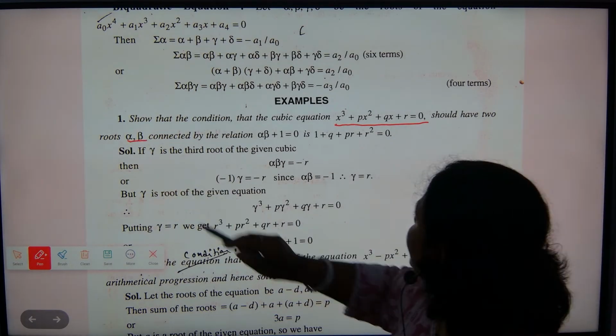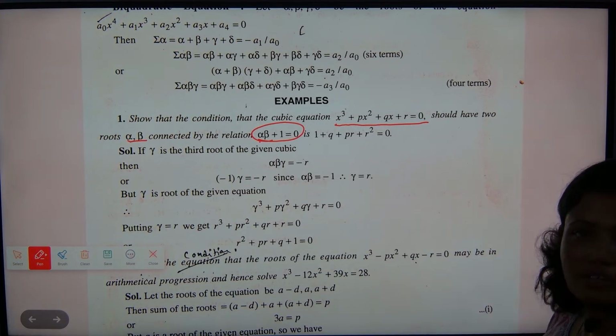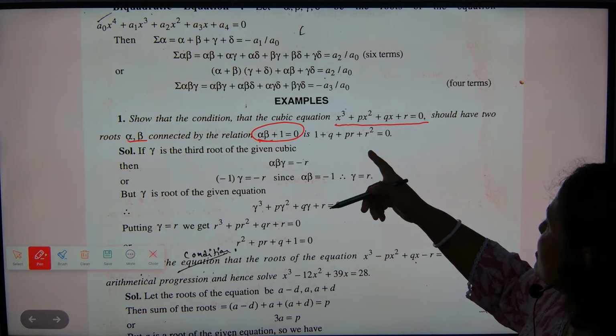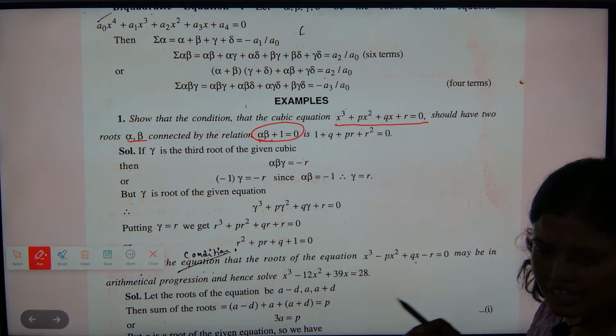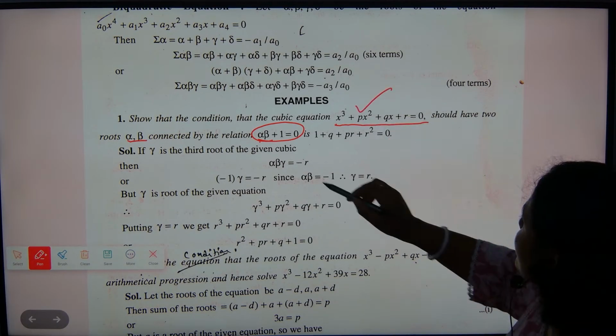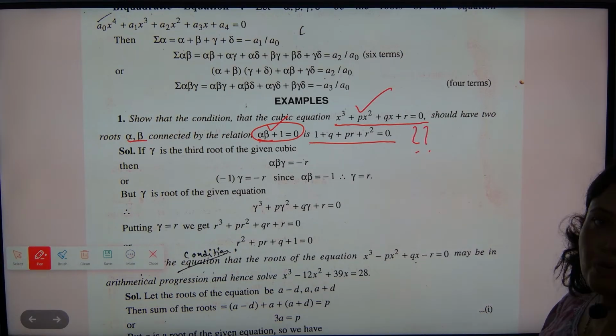So see here, what we have: the cubic equation should have 2 roots alpha and beta connected by the relation. This relation is given, and you have to show the condition. In the MCQ we have so many conditions. You have to select the condition, and given are this equation with this condition. You have to find this from the MCQ options.